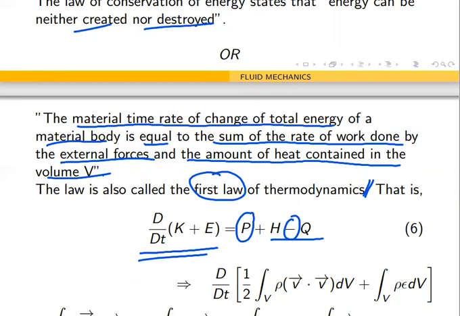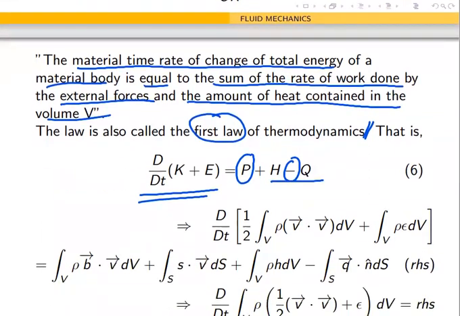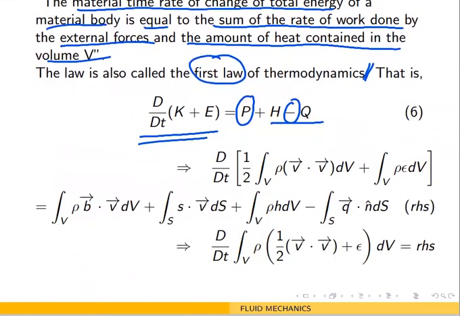The next step, we are going to substitute for K, E, P, H and Q in this. So what is our K? Our K is half the volume integral of rho v dot v dV, plus E there. On the RHS we have P, the volume integral and the surface integral, plus H minus Q.